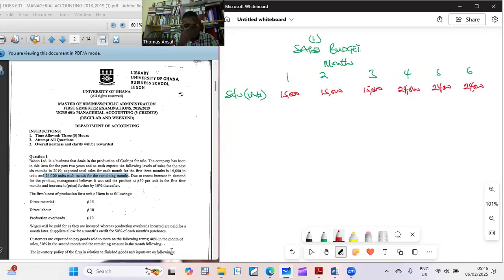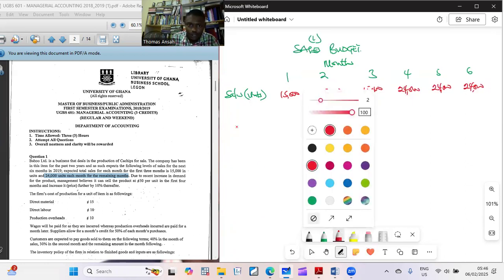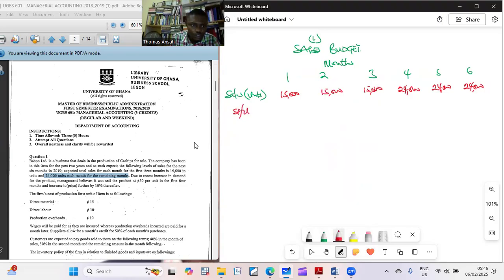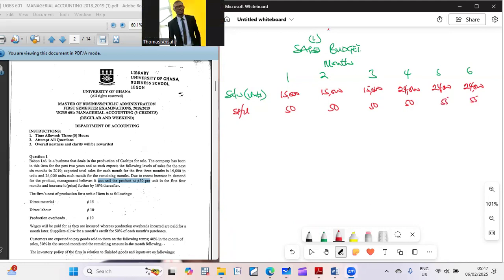Good. Then what is the price? The selling price per unit, we are told it's 50. So here is 50 for the first 4 months, 50, 50, 50. Then it will increase by 10%. So if you multiply 1.1, that's an increment of 10%, by 50, you are getting 55. So basically, that is what you put there. All right. So that is what you do, then you move.